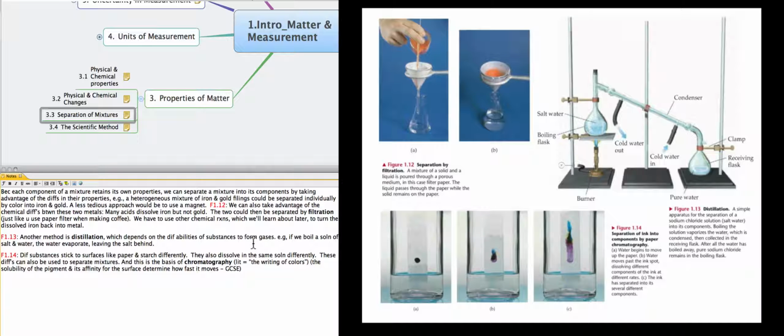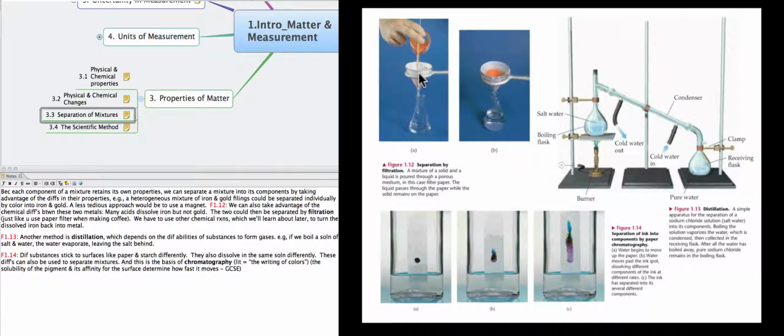We can also take advantage of the chemical difference between these two metals. Many acids dissolve iron but not gold. The two could then be separated by filtration. In filtration, a mixture of solid and a liquid is poured through, in this case, filter paper.